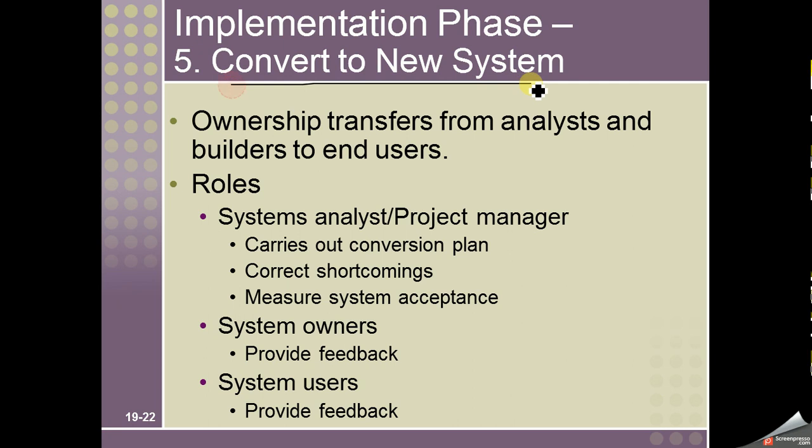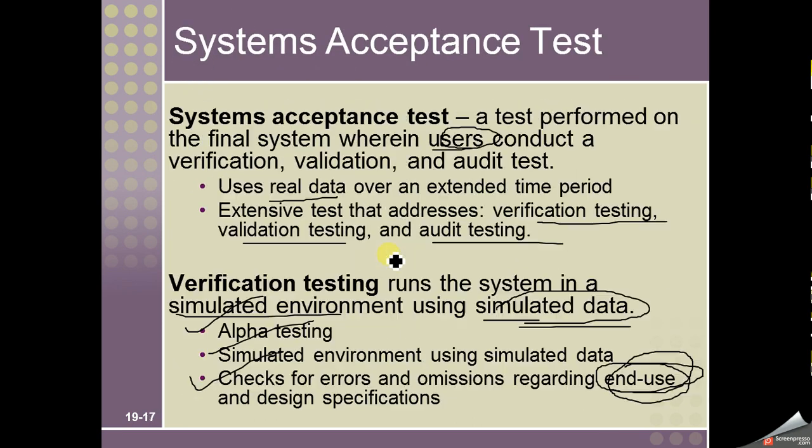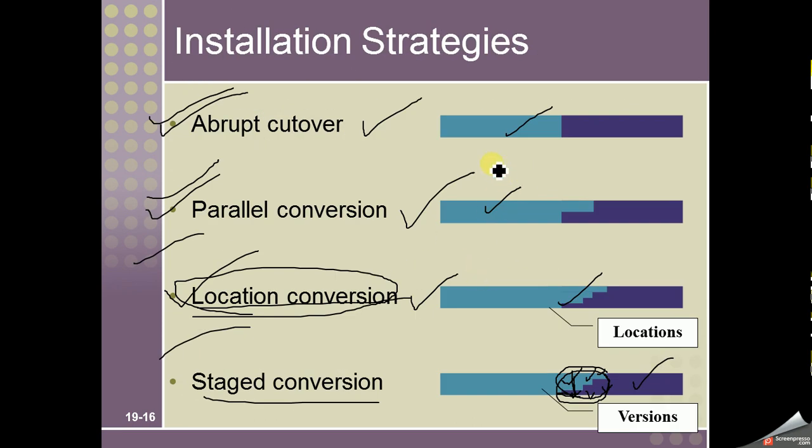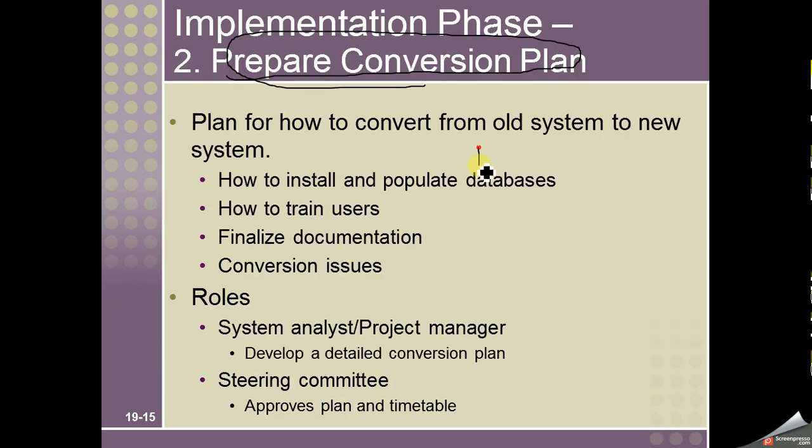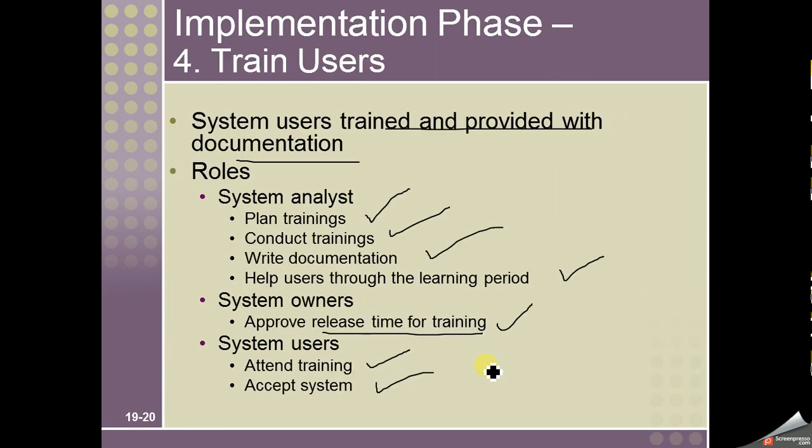And the last thing is to convert to the new system. Now the ownership is transferred from analysts and builders to the end users. It becomes a functional system. So the system analyst and project manager will carry out the conversion plan, the plan that we made previously, whether we are going to use abrupt cutover, parallel conversion, location or stage conversion. This plan will be executed.